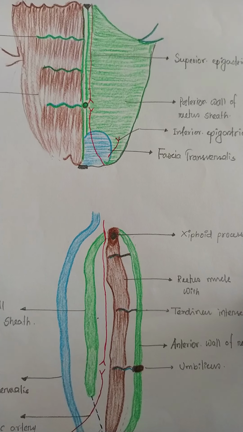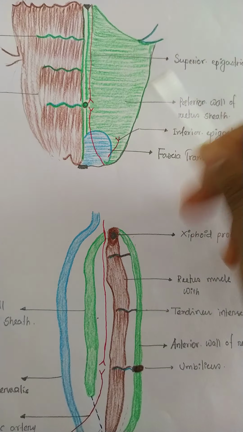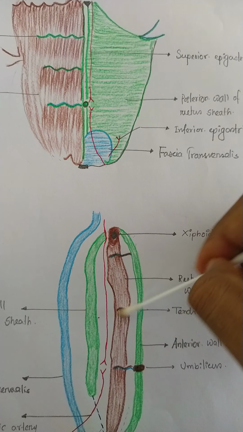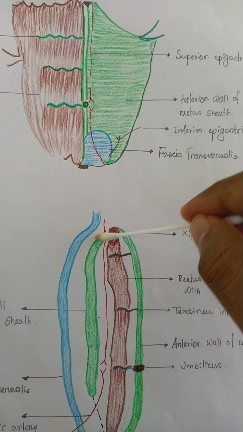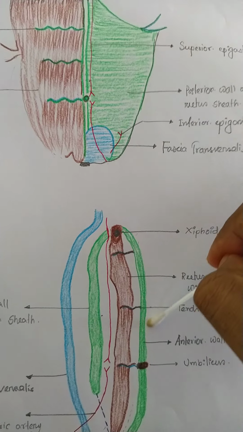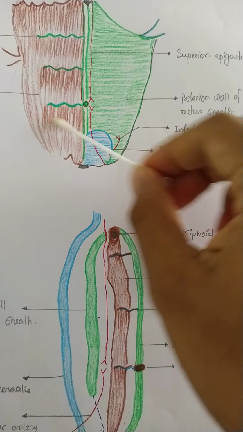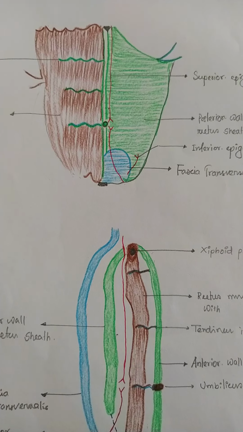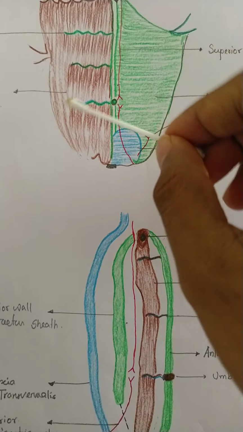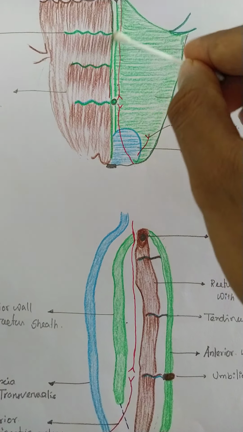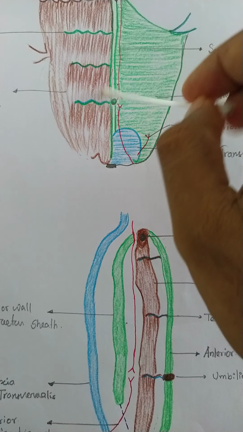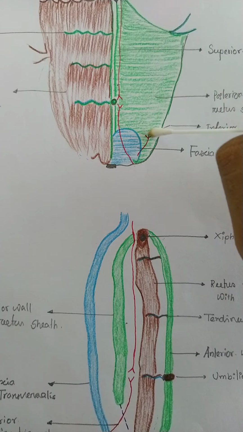Okay, now this is the coronal section of the abdominal wall, and this is the anterior area. So you can see the rectus sheet. This is the rectus abdominis muscle, which is enclosed by the anterior and posterior rectus sheet. So this is the arcuate line.